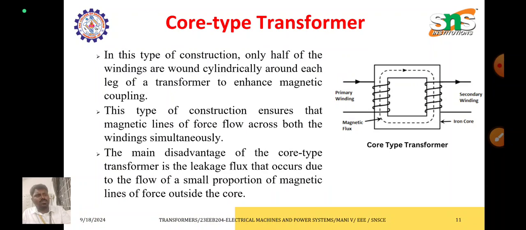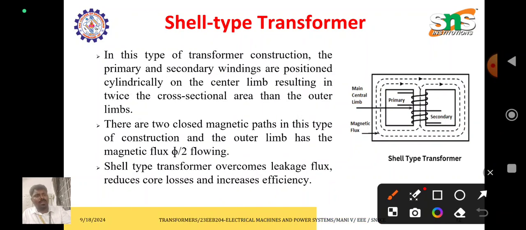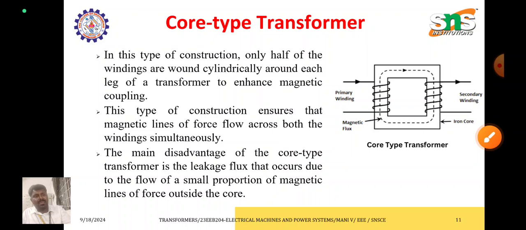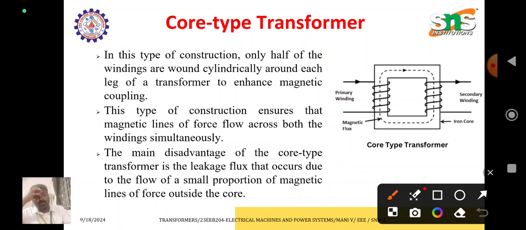Here in the core type transformer, it has only one magnetic path. But if we go for the shell type transformer, it has two magnetic paths. Here the produced flux circulates in both clockwise and anti-clockwise directions. So the shell type has two magnetic paths, but the core type has only one magnetic path. In the core type transformer, there are two limbs, one here and another one here, and the primary and secondary windings will be on two different limbs.